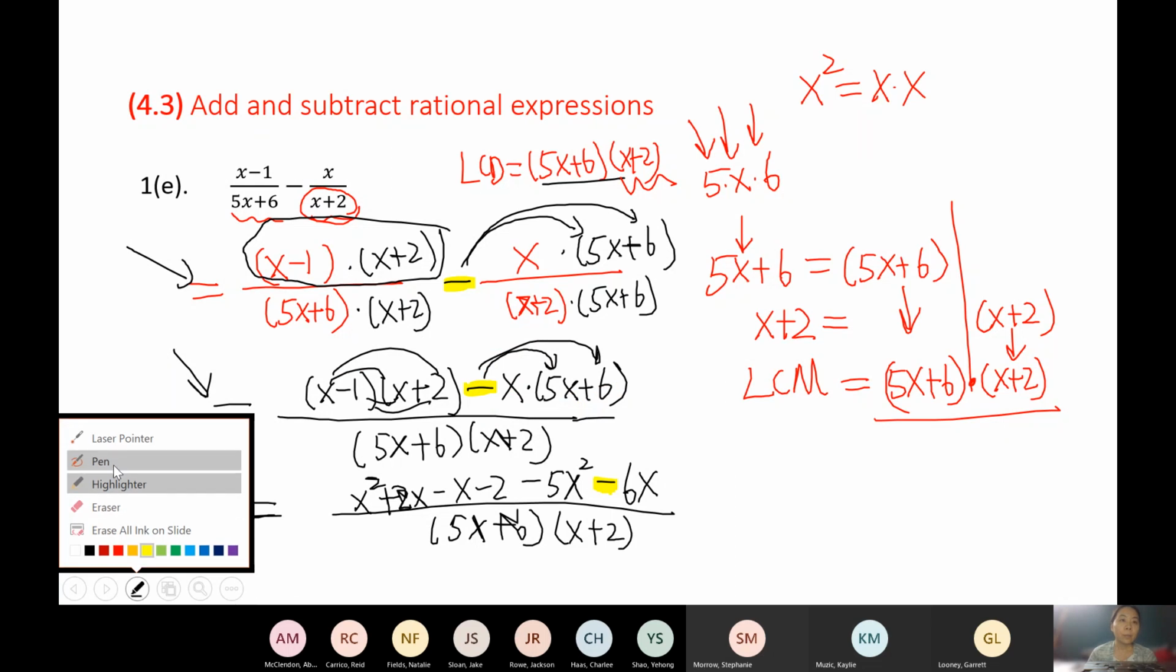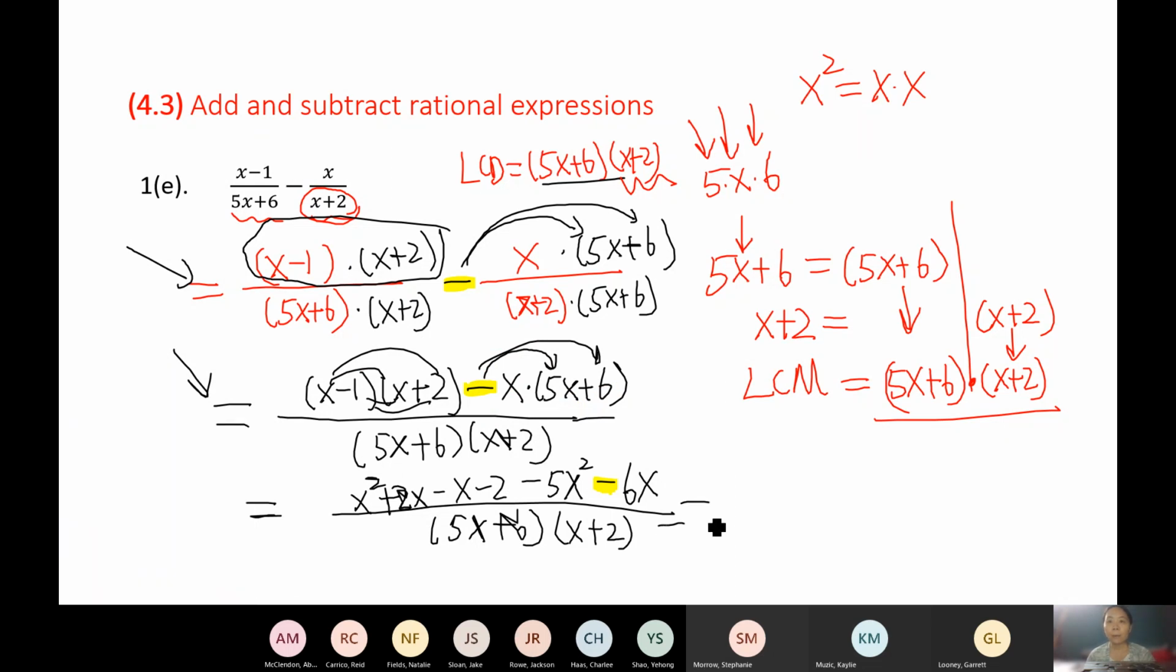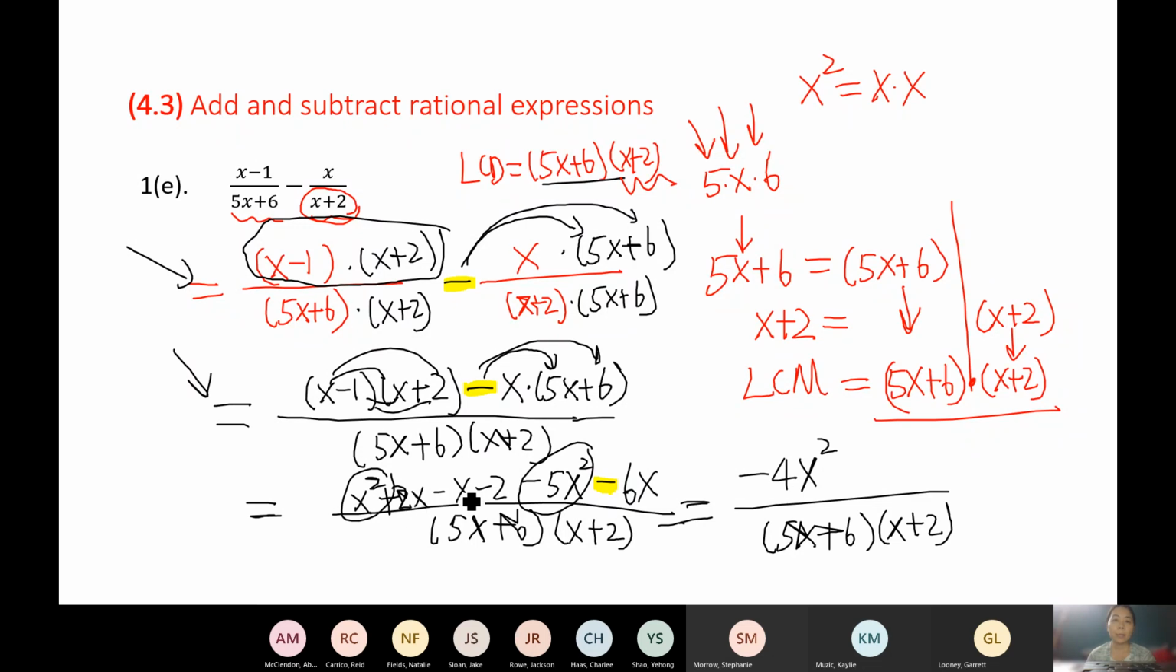All right, so now we can write down the final combined like terms. The bottom, you can leave it. You don't have to multiply this out. The top, we have x squared minus 5x squared, that's negative 4x squared. 2x minus x, that's x. x minus 6x, that's negative 7x. And there is a minus 2. So that was the one where a few students made a mistake. Questions?